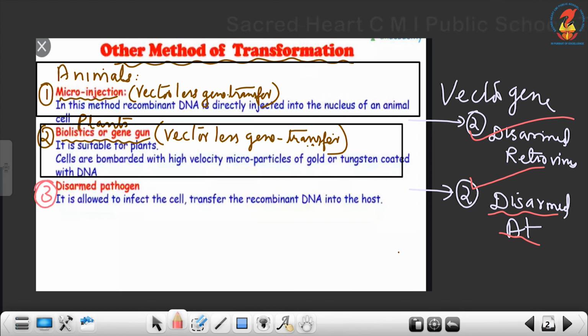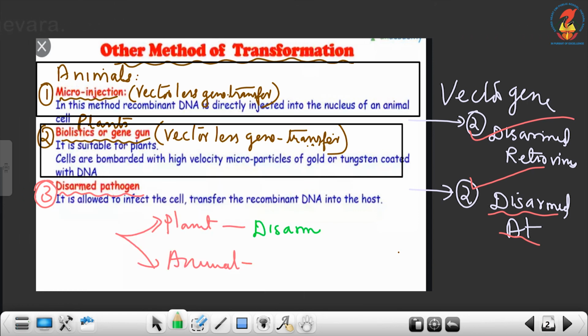So therefore the third technique, common to both plants and animals, is the disarmed pathogen. But here you have to bifurcate for animals and for plants. For plants, it is disarmed Agrobacterium tumefaciens, and for animals it is disarmed retrovirus. So with this I think the topic is clear for you.